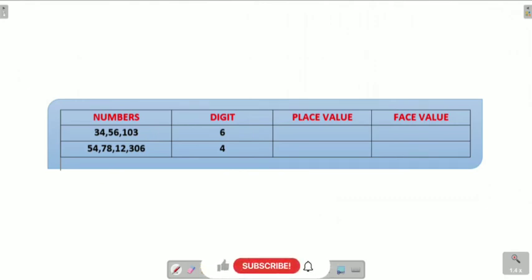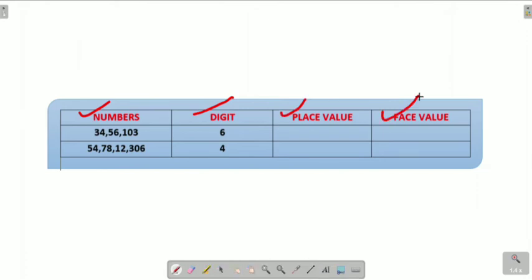Here we have a practice session. Now in this session we have a table, and first column is for numbers, second is for digit, third is for place value, and fourth is for face value. So first number is 34,56,103 and the digit is given 6. So we have to find the first place value of digit 6 in this number.